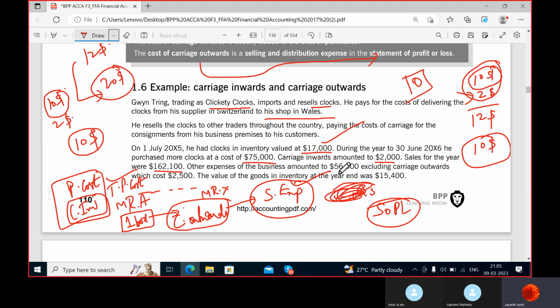Other expenses are given, excluding carriage outwards. These are other expenses which we cannot include in the inventory cost or cost of purchase, or cost of goods sold. That has to be taken in the statement of profit or loss. And they have given the closing inventory as well.